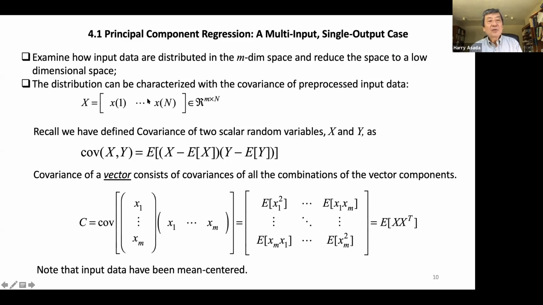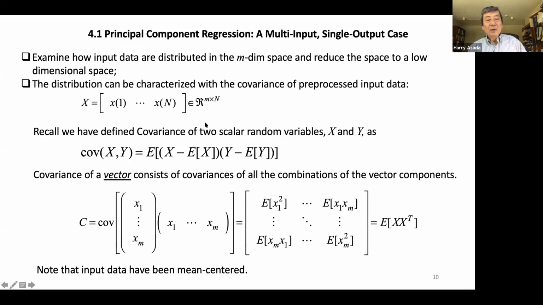Okay. So examine how input data are distributed in high dimension, m-dimensional space, and reduce the space to a low-dimensional one. The distribution can be characterized with the covariance of pre-processed input data. So now instead of using phi, the regressor, I use the mean-centered and normalized regressor, x1 to xm, and put it in the same way as before. So now capital X is my data matrix. Okay. Now what we'd like to do is to check the covariance.